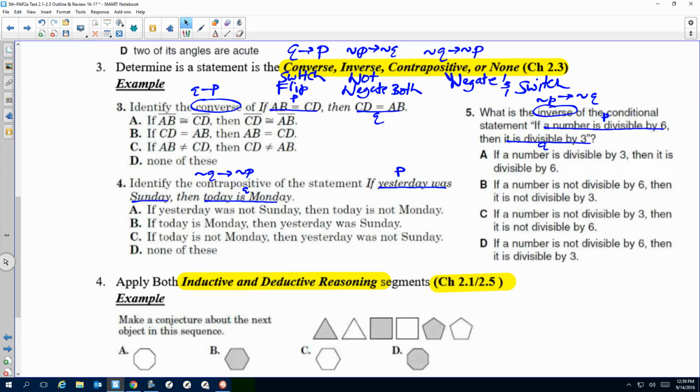Okay, so I just highlighted what would be the hypothesis and conclusion of each statement. Converse means I should have switched them. So we should have B here. Okay, if CD equals AB, then AB equals CD. For 4, we're looking for contrapositive, not Q, not P. So it's a negate and switch. That was C. And then on 5, we're looking for inverse, so we're negating both the hypothesis and conclusion. That was B. Okay. Any questions on that type of problem? Converse, inverse, contrapositive.